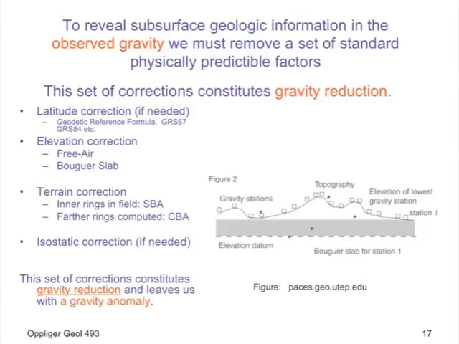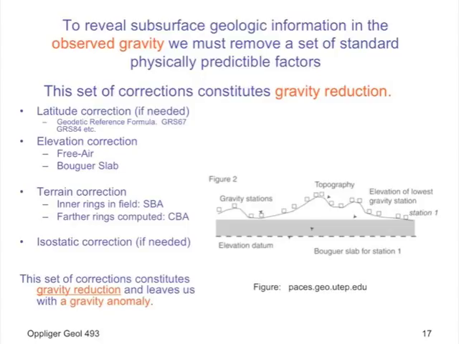And then there's an elevation correction, okay? And that elevation correction comes in two varieties, and we need to apply them both. There's the free air correction and the Bouguer slab correction, okay? And those depend on our elevation relative to some datum, okay? If we're working all across a state, we're probably going to want a datum that's say sea level, and that would be a standard thing to do in correcting out elevation for getting gravity anomalies, all right.